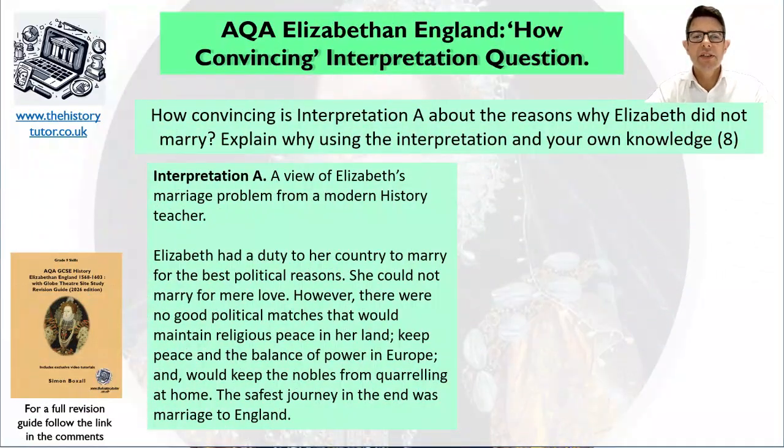Okay, so here is our question. It says, how convincing is interpretation A about the reasons why Elizabeth did not marry? Explain why using the interpretation and your own knowledge. And as we can see, there is the interpretation there. What we need to do is read through and work out the key messages from it. We then will assess it with our knowledge.